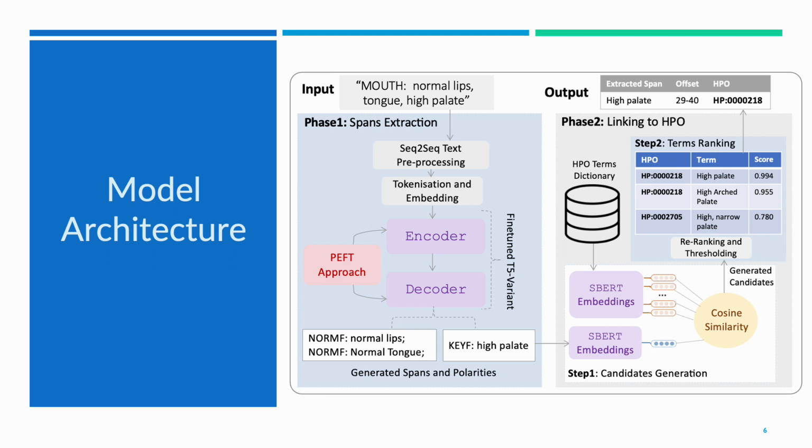The second phase includes linking the extracted spans to their respective Human Phenotype Ontology, or HPO, identifiers. Here, we utilized the sentence transformer framework, using BioEncoders for candidate generation and cross-encoders for term re-ranking.